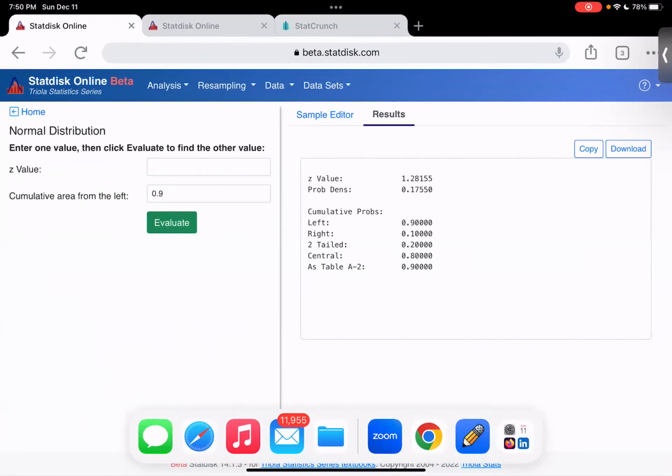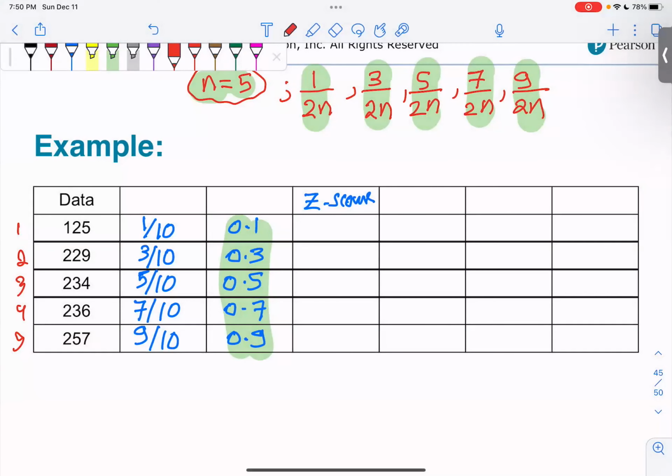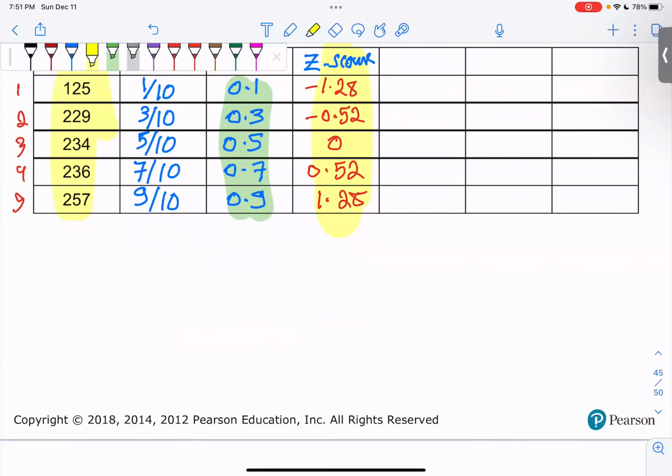So let's go back here. It will be the first one, negative 1.28, and then negative 0.52, and this one 0, we did say, right? And this is 0.52, and then the last one, which will be 1.28. Now we will graph those two, the original data and the z scores. Maybe we can do it like here.